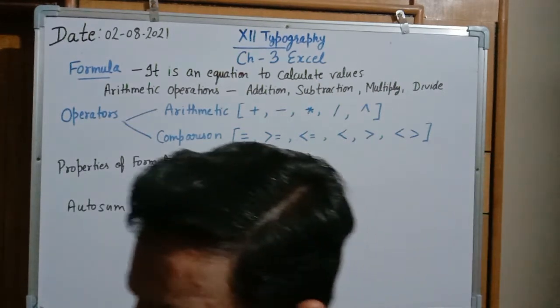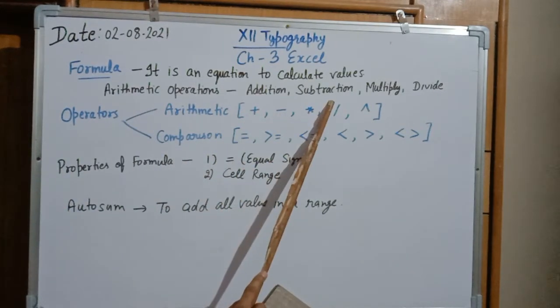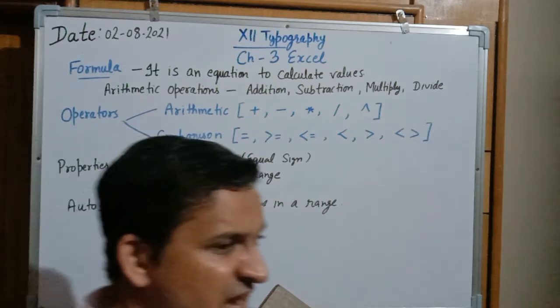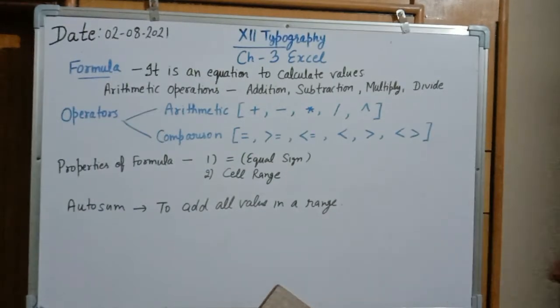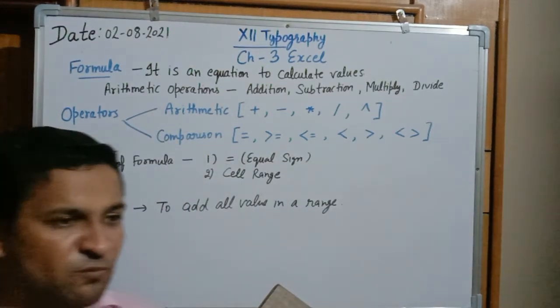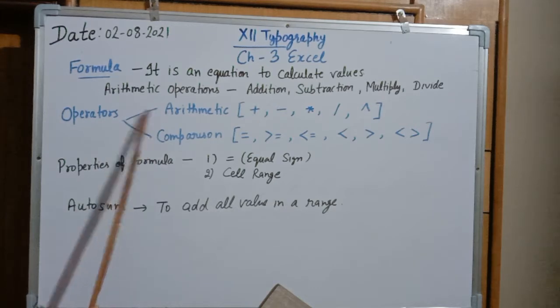And which type of operations can be performed on a formula? In that we can perform addition, subtraction, multiplication, division. So these types of arithmetical operations can be performed on a formula. For performing an operation, which type of operators are used? In a formula, we can use two types of operators. One class is arithmetical, the second is comparison.